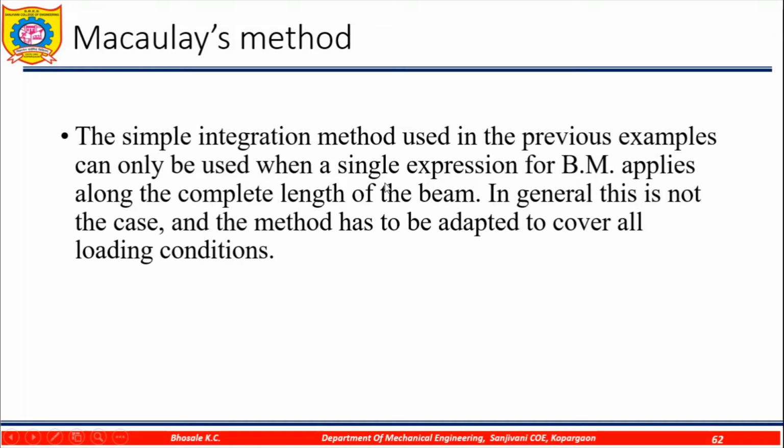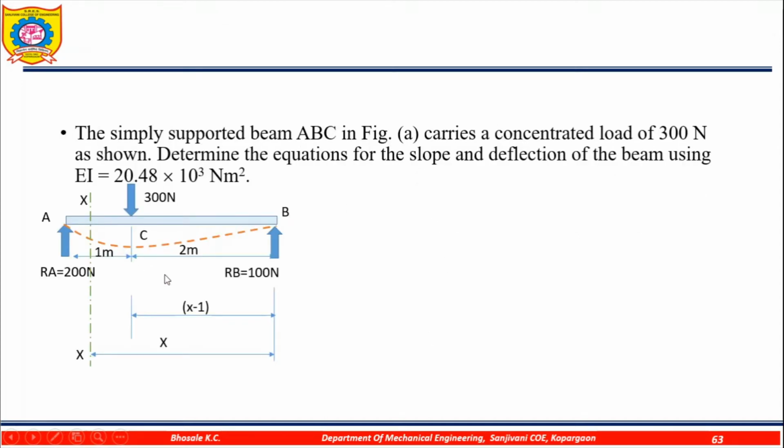The simple integration method used in the previous example can only be used when a single expression for bending moment applies along the complete length of the beam. It may be possible that the length of the UDL will not be on the entire beam. In general, this is not the case, and the method has to be adapted to cover all the loading conditions. Suppose that we apply the point load at any point.